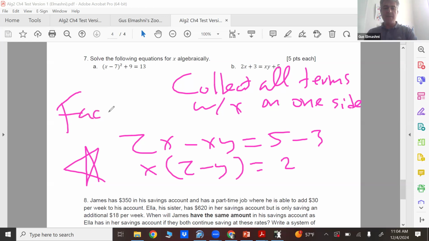Factor. I can't say it any more times. You got to factor out. Now you're one step away. X is being multiplied to that chunk. What's the opposite of multiplication? Division. So divide it. Done.